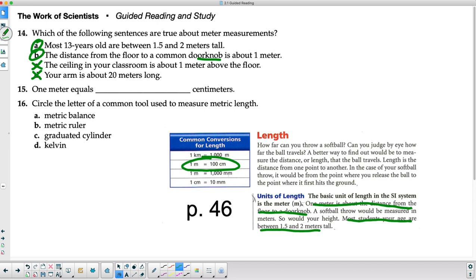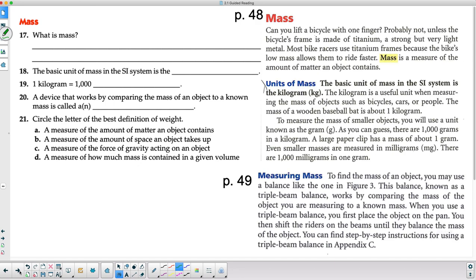Circle the letter of the common tool used to measure the length. Metric balance, nope. Metric ruler, looks good. Not the graduated cylinder and not Kelvin. Okay, I think you guys get to see how this works. Let's try this one more time. There we go. Next part is mass.